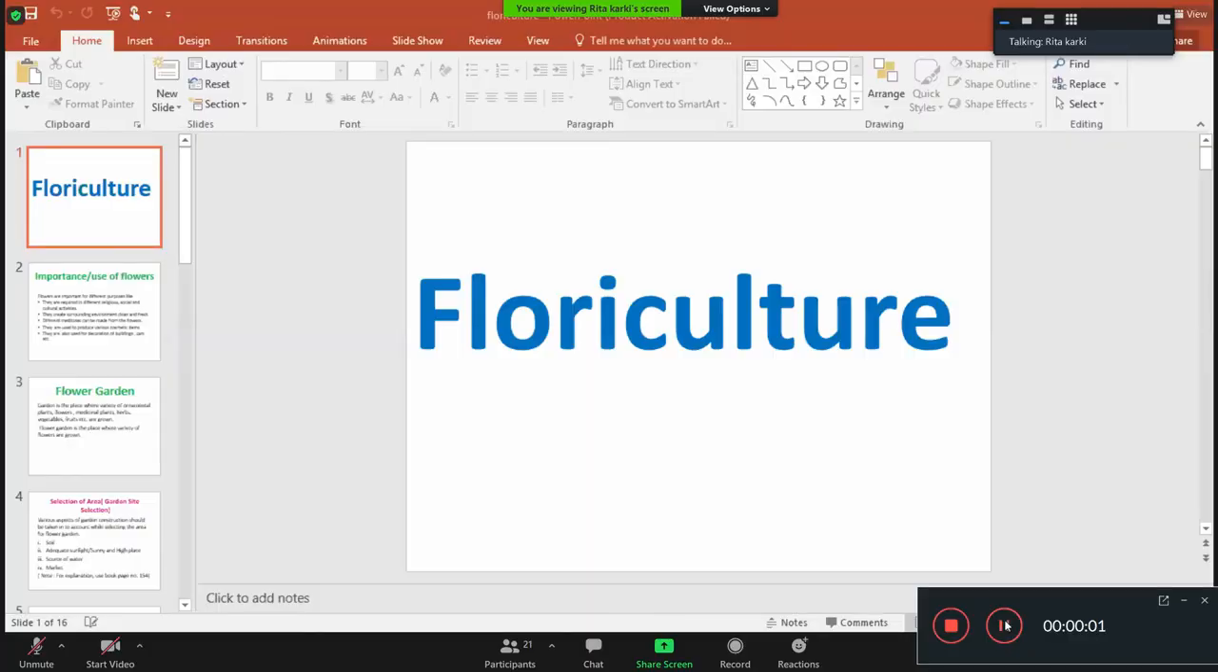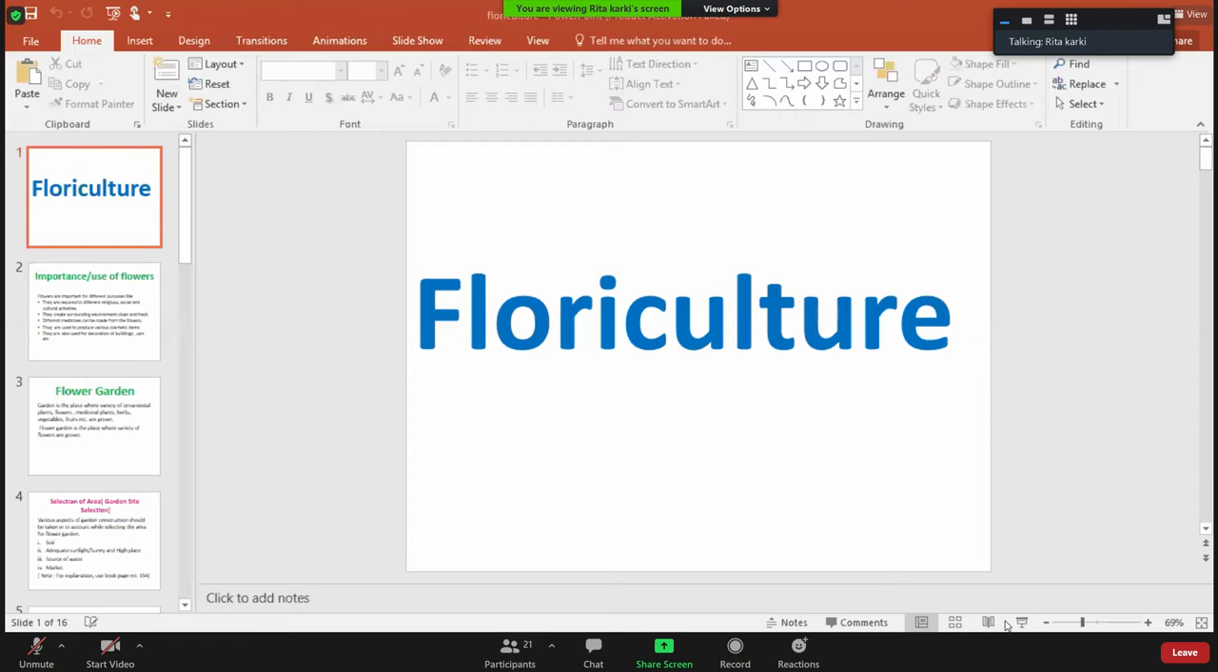Floriculture. When we grow larger amounts of flowers or ornamental plants in agricultural land for the purpose of selling them in the market for commercial business, it is regarded as floriculture. So we can basically define floriculture as a branch of horticulture which is particularly concerned with growing and marketing of flowers and ornamental plants.